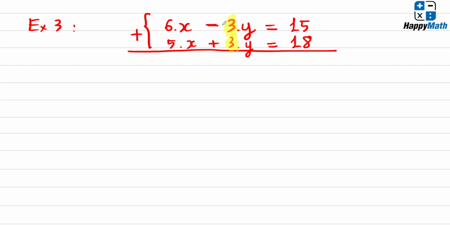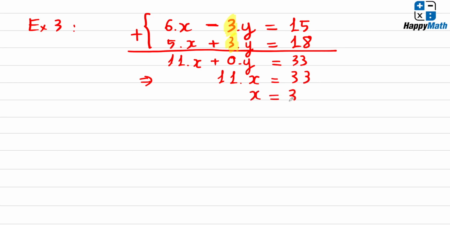Negative 3y plus 3y means 0y. Negative 3 plus 3 equal to 0. That's a very easy operation. So 6x plus 5x, you got 11x. And on the other side, you got 15 plus 18, you got 33. So after this step, because y is multiplied by 0, we have no y anymore. And the equation left is 11x equal to 33. So it is very easy to figure out x equal to 3.